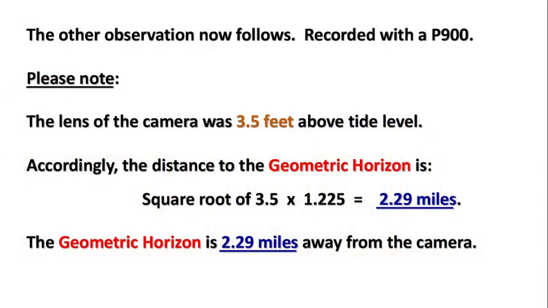The other observation now follows, recorded with a P900. Please note, the lens of the camera was 3.5 feet above tide level. Accordingly, the distance to the geometric horizon is the square root of 3.5 times 1.225 equals 2.29 miles. The geometric horizon is 2.29 miles away from the camera.